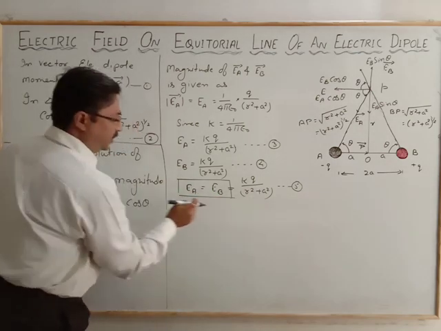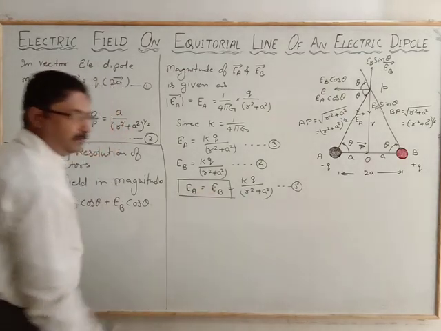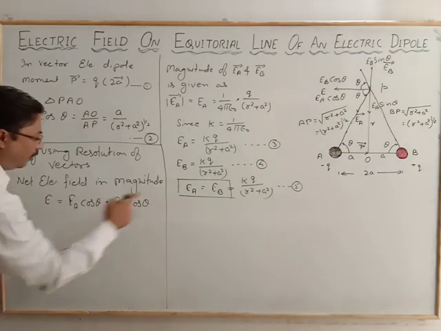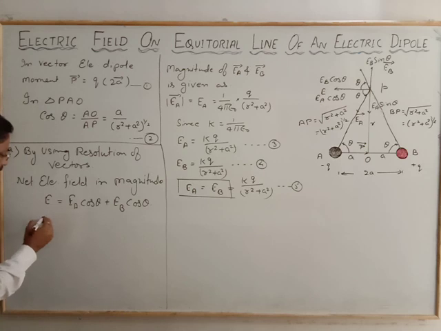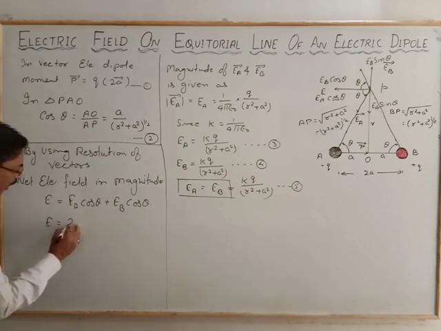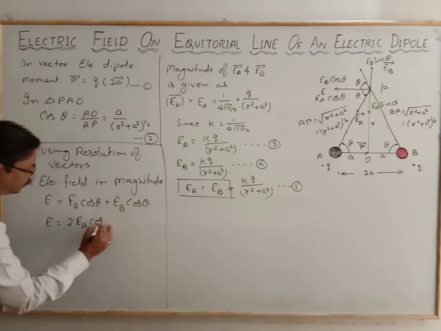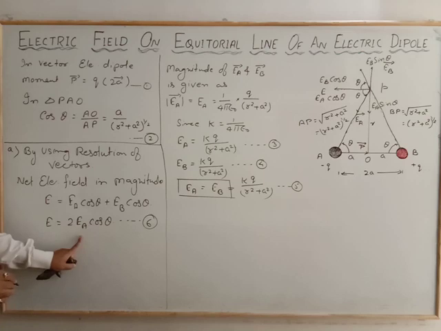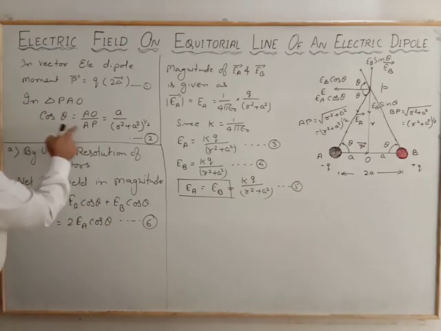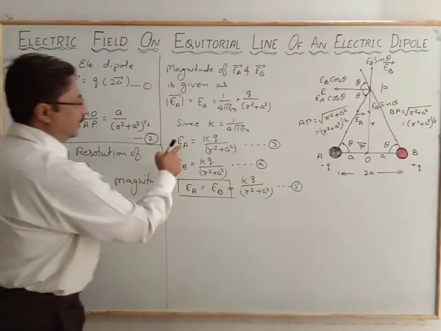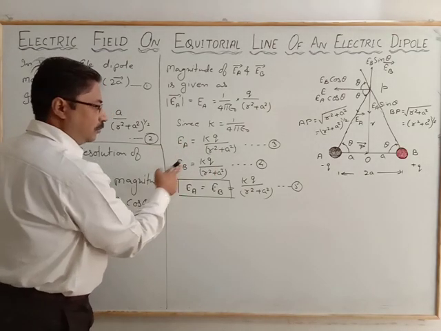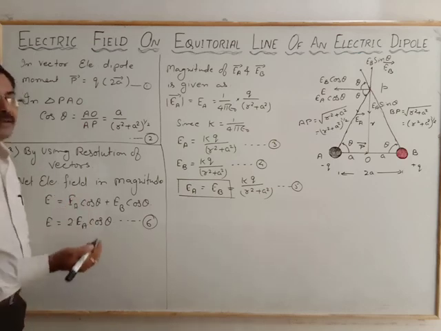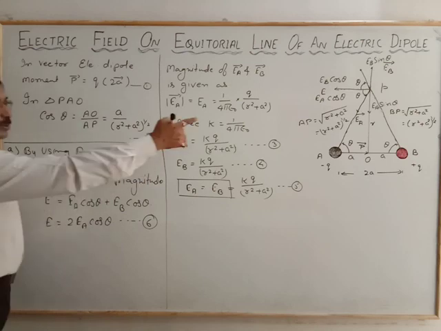And in equation number 5, we have EA equal to EB. So in place of EB we will write EA, or in place of EA we will write EB, both the same. In that case, E is equal to twice of EA cos theta. Now see this equation number 6. Already we have calculated the cos value, and also the EA value or EB value, both are the same. So we just substitute here to calculate the electric field due to the equatorial.